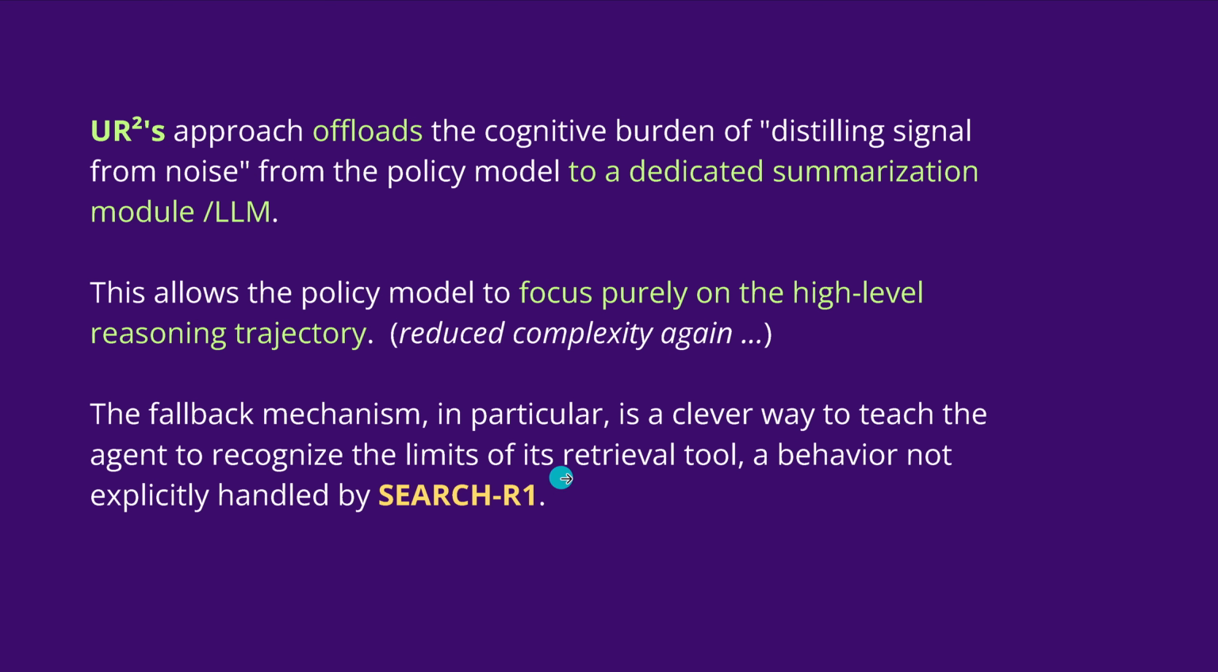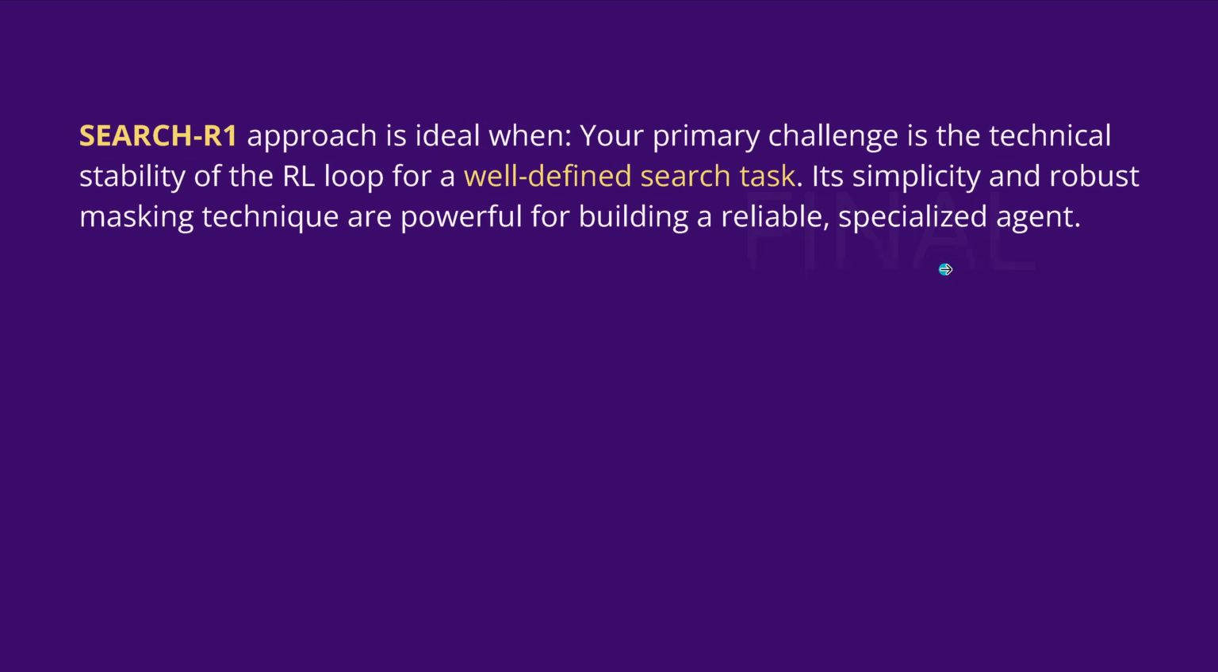A clever way to teach the agent to recognize the limits of its retrieval tool. So there you have it. You see, just another three beautiful ideas building on the Search R1 methodology and driving the innovation even further. Now, I think you can still use Search R1, and it's ideal when you have a well-defined search task, if your primary challenge is the technical stability of the reinforcement loop for a clear task. It's simple, it's robust, it has a beautiful masking technique. We know it's working. And this is, I think, quite powerful for building reliable, highly specialized agents.